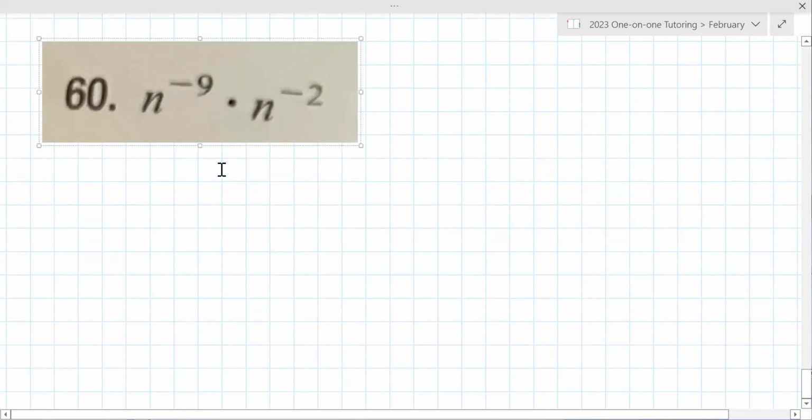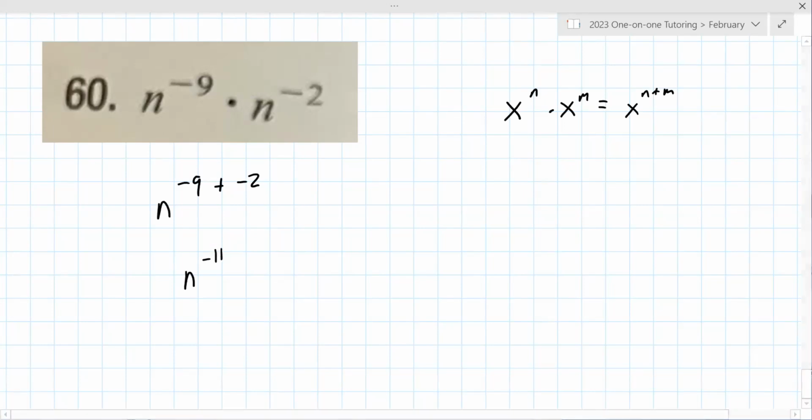Okay, are the bases the same? Yes. Base is the same. When you're multiplying, you add the exponents. So you add -9 plus -2. They're individual numbers and you add them together. -9 plus -2, that'd be -11. Yes. And then from the discussion we just had, how do we rewrite this?